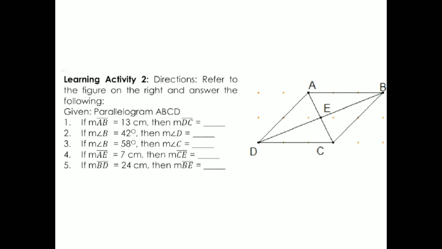Then number 4, segment AE is 7 centimeters. So it is part of the diagonal. Then CE is what? What is the length of segment CE? And then number 5, last: segment BD is 24 centimeters. Then what is the length of segment BE? So please copy it first.